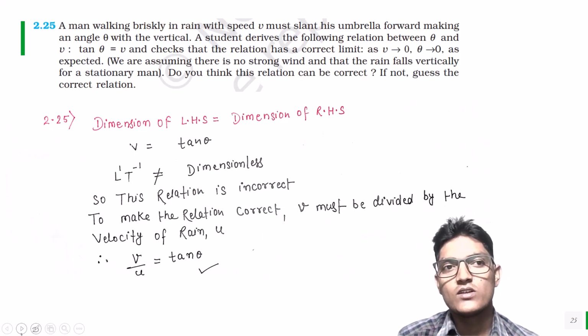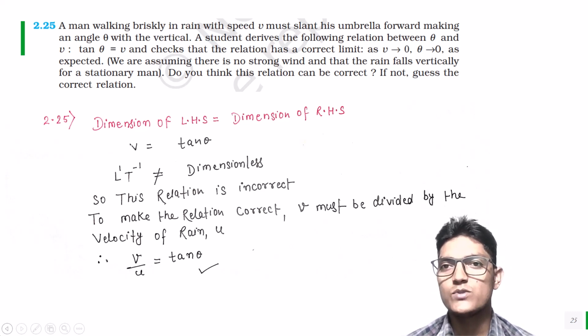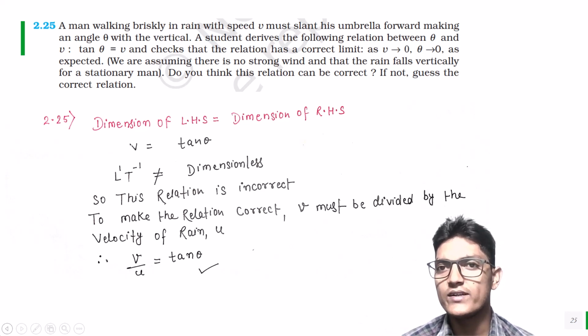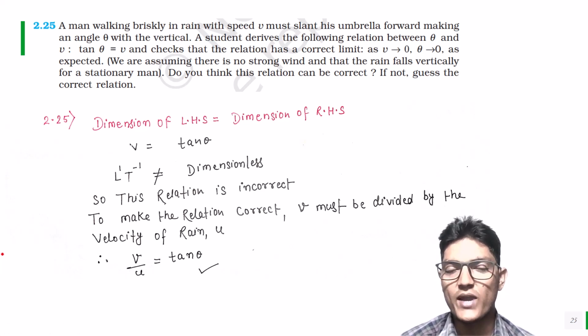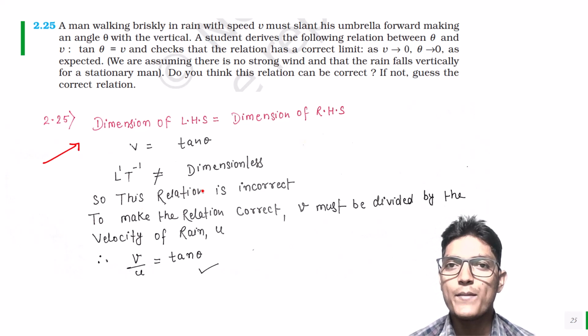Next question is, a man walking briskly in rain with a speed v must slant his umbrella forward, making an angle theta with the vertical. A student derived the following relation between theta and v: tan theta is equal to v, and checks that the relation has the correct limit as v tends to 0 and theta tends to 0. We are assuming there is no strong wind and that the rain falls vertically for a stationary man. Do you think this relation can be correct? If not, guess the correct relation. So for this question, dimension of LHS should be equal to dimension of RHS.